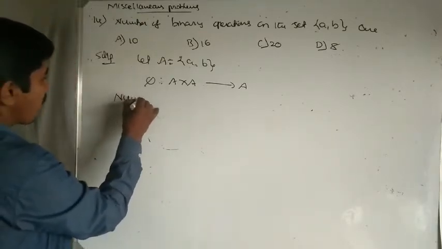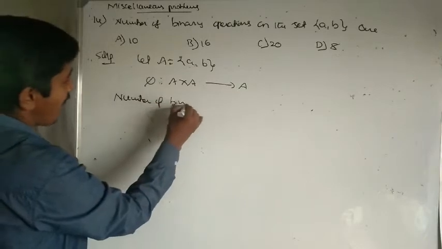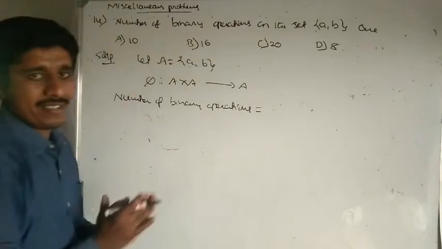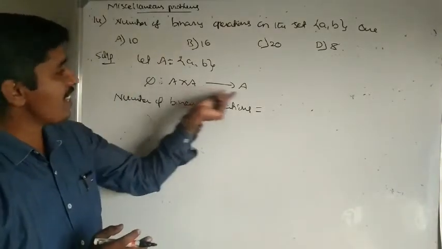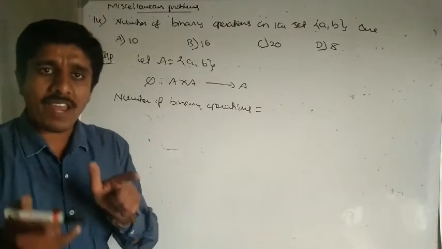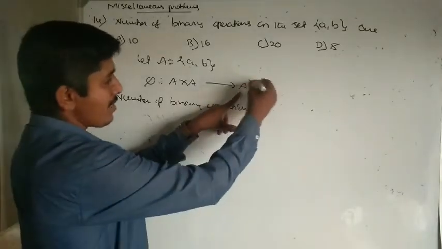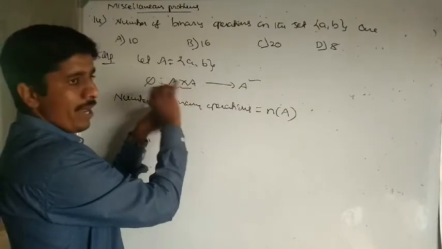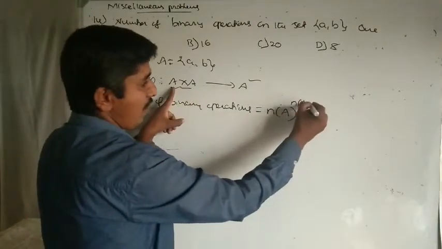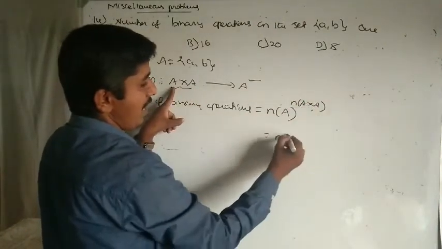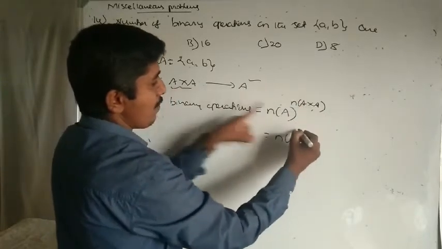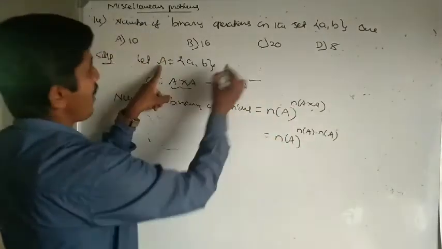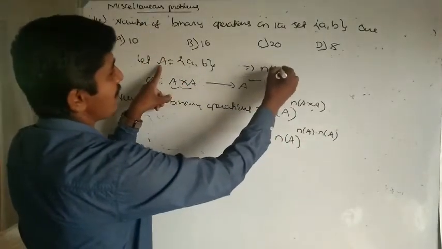Therefore, the number of binary operations is equal to the number of functions from A cross A to A, which is given by the number of elements of codomain, here codomain is set A, to the power number of elements of domain. Here domain is the Cartesian product A cross A. Correct. n(A) power n(A cross A) can be written as n(A) into n(A). How many elements are contained in the given set?